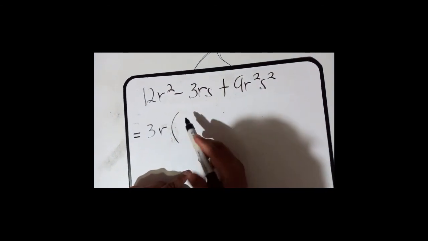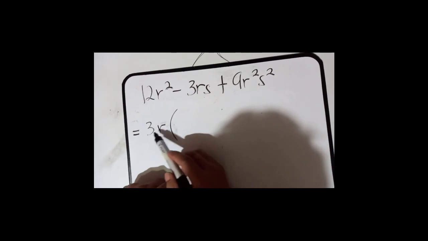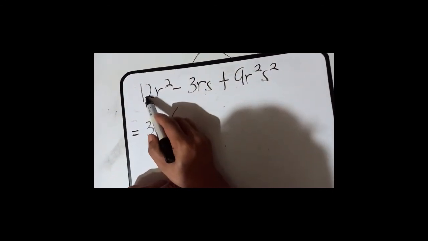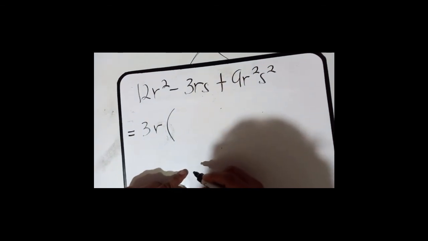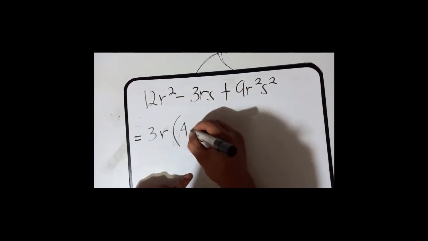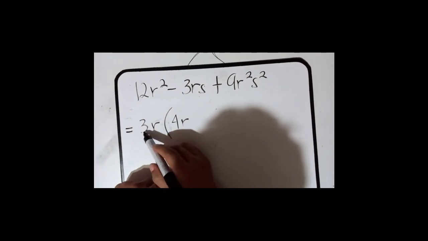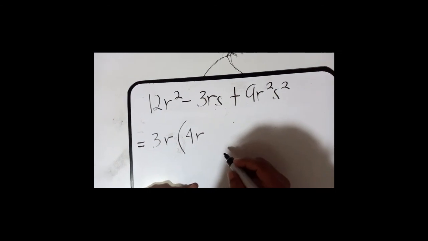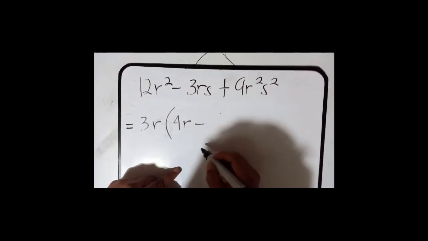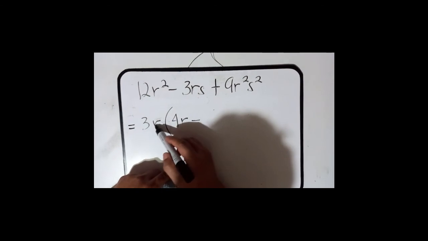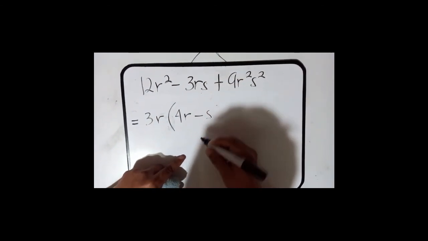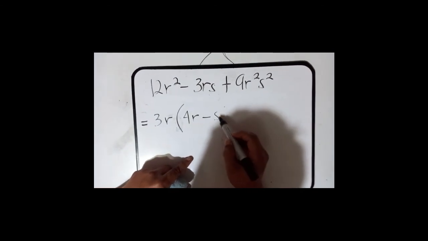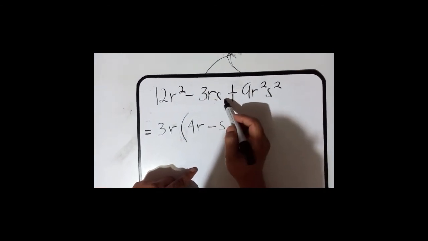So next is, what is the number that when multiplied by 3 we will get 12r squared? So I guess 4, no? 4r, because 3r times 4r will give us 12r squared. And then minus 3r, we already have 3r, so we will just add s here, because 3r times negative s will give us negative 3rs.